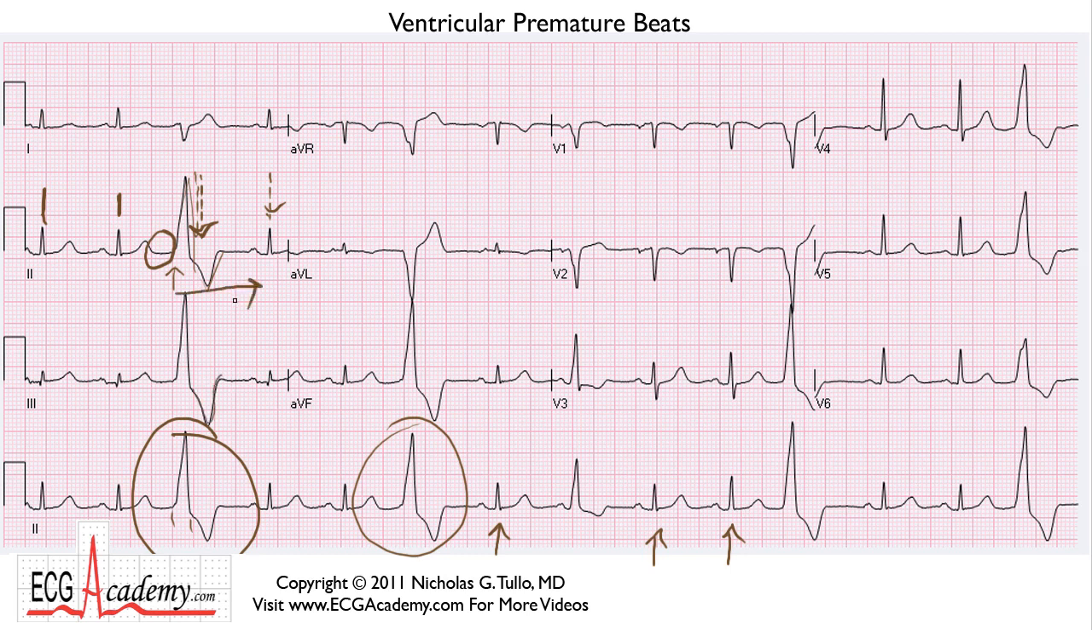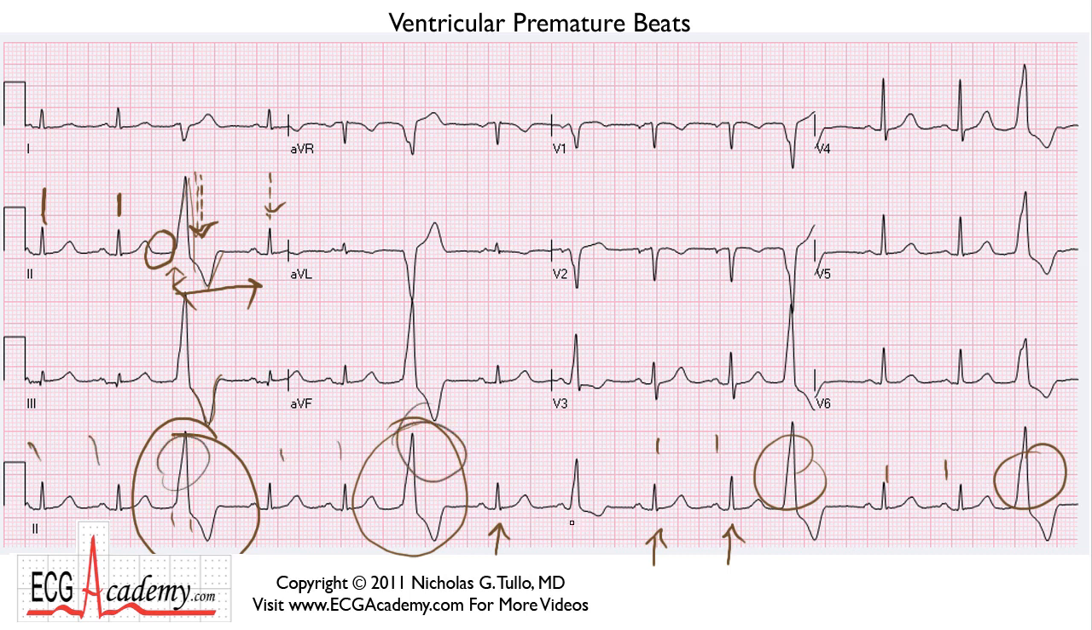There's a compensatory pause following it. And this is a typical example of frequent ventricular ectopy. Now, there's a little bit of a trigeminal pattern here. You got normal, normal, premature, normal, normal, premature. Here you have normal, normal, premature, normal, normal, premature.